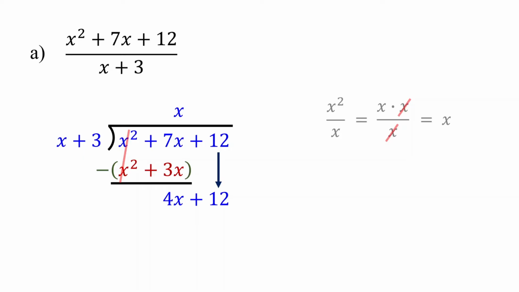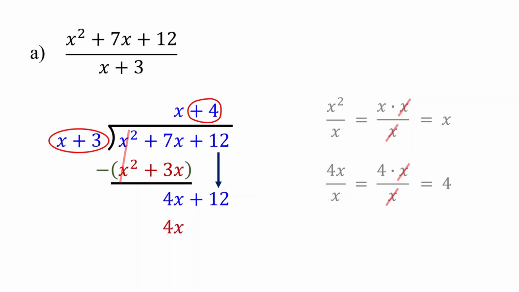Now, we repeat the three steps. First, we divide. Then we multiply. And finally, we subtract. So first, we divide 4x by x, which is going to give us 4. Write plus 4 on top. Then, we multiply 4 by x plus 3. 4 times x is 4x, and 4 times 3 is 12, right?